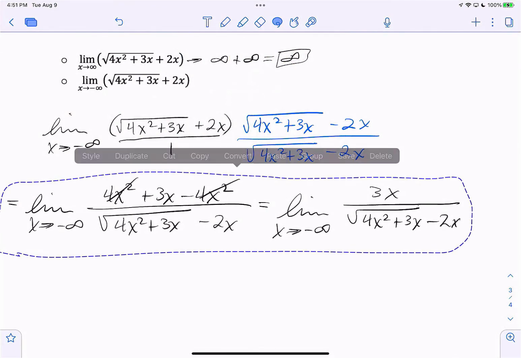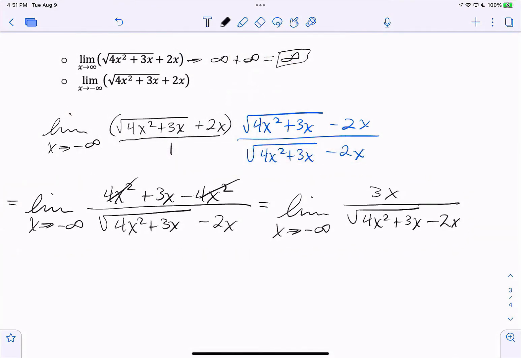Okay, now the largest power of x that appears in the denominator is 1, right? So I have here 2x. And then big picture, I have the square root of 4x squared. Square root of x squared, that's going to give me x. So I want to multiply by 1 over x over 1 over x. Here's where things get a little tricky. I can multiply 2x by 1 over x, no problem. But in order for me to multiply the square root, I need to convert 1 over x to 1 over the square root of x squared.